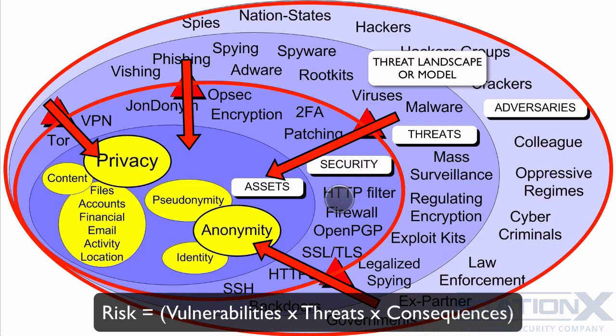Your security controls should be selected based on their ability to mitigate your perceived threats and adversaries, and the consequences of that realization. For example, you might select Tor as a security control to help mitigate against mass surveillance, the threat of mass surveillance from an oppressive regime. And you might choose Tor because the consequences are high in terms of your identity. And once your identity is known, the consequences will be realized.